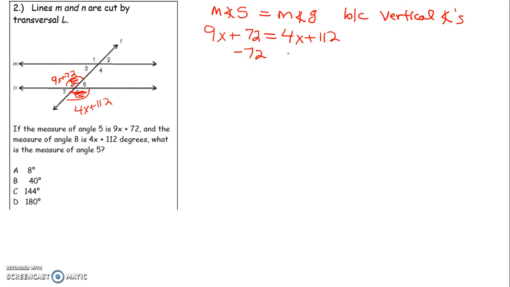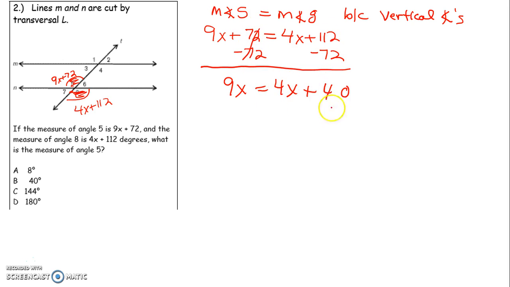I need to subtract 72 on each side to solve this for x. On this side, I'm left with 9x equals. On this side, I have 4x plus 112 minus 72. 2 minus 2 is 0. 11 minus 7 is 4, I really hope. I don't have a calculator at home, so I'm kind of trying to do it in my head. But all I did was move all my constants to the right-hand side of that equal sign.